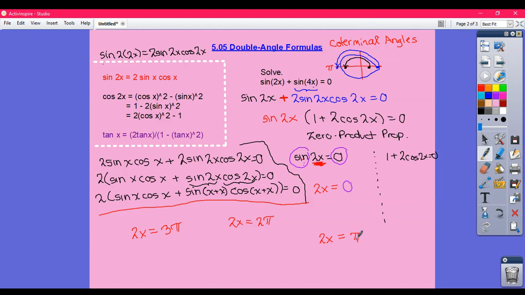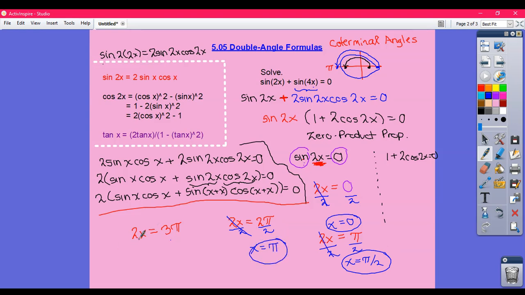So notice for the pi, I just added 2 pi and I got 3 pi. That's a coterminal angle. And then I can divide by 2 to solve for my angle x. So each one of these are values from the unit circle every time I divide by 2. Notice the coterminal angle as well. So if I divide by 2, I'm going to get pi. That's within one rotation of the unit circle as well.